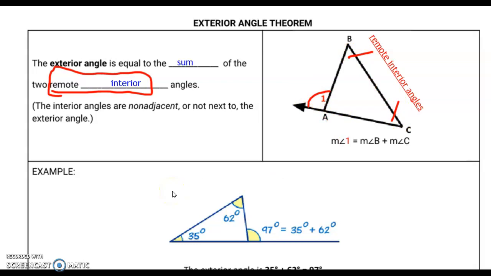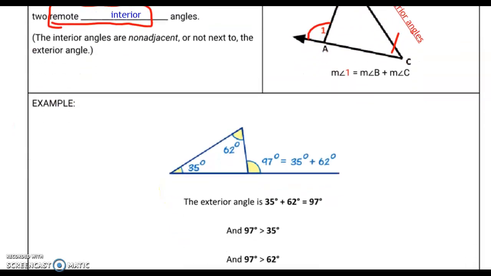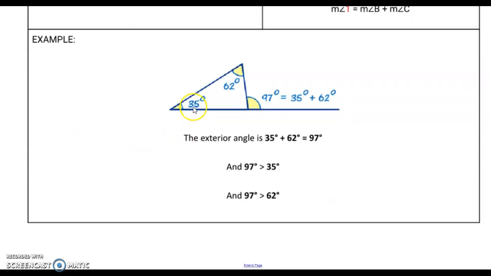In this example, you can see, let me scroll this down a bit. In the example that you can see, 35 degrees is this angle and 62 degrees is this angle. It turns out that these two angles, when you add them together, give you this angle as well. There's an easy way to prove that, and I'll prove that to you right now. First, let's talk about this situation here. We know this angle is 97 degrees.